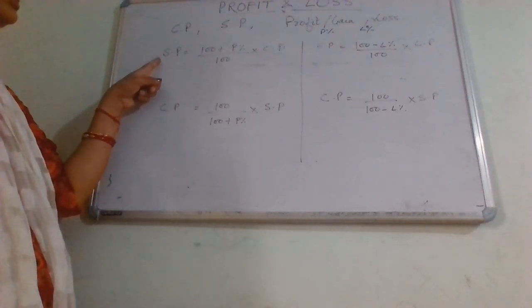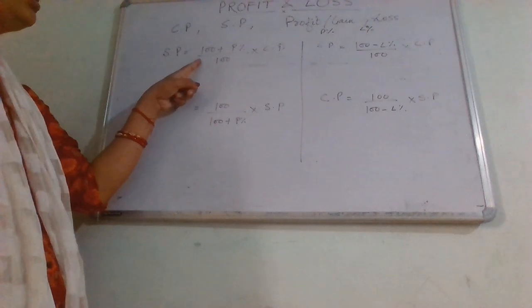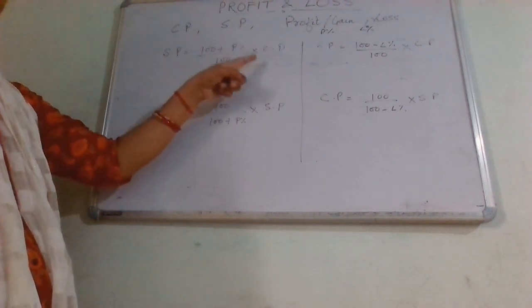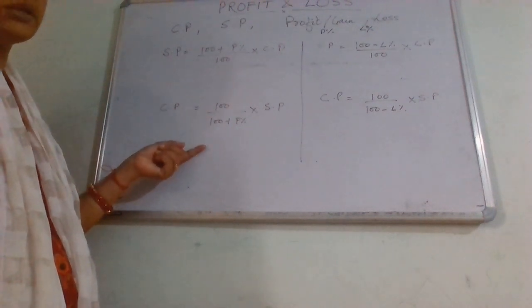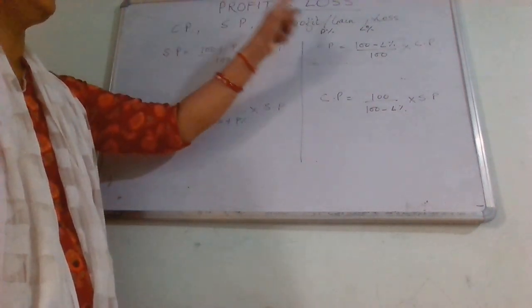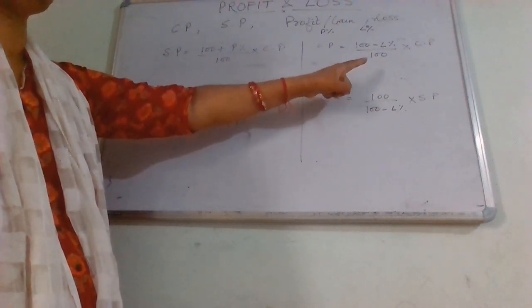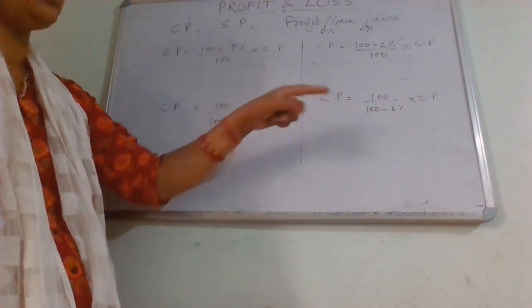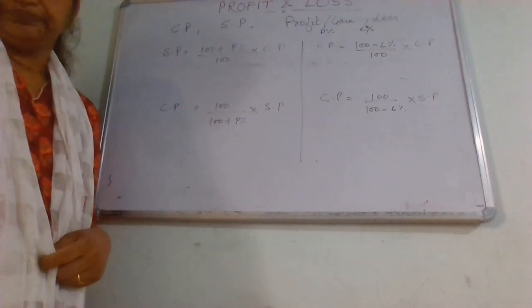If you have to find selling price, if cost price and profit percent are given, then selling price is equal to 100 plus profit percent upon 100 into cost price, and CP is equal to 100 by 100 plus profit percent into selling price. If loss percent is given, then selling price is equal to 100 minus loss percent by 100 into CP, and CP is equal to 100 by 100 minus loss percent into SP.